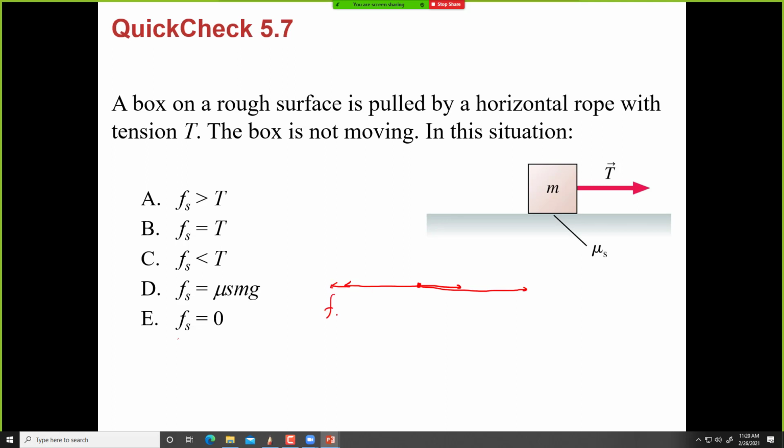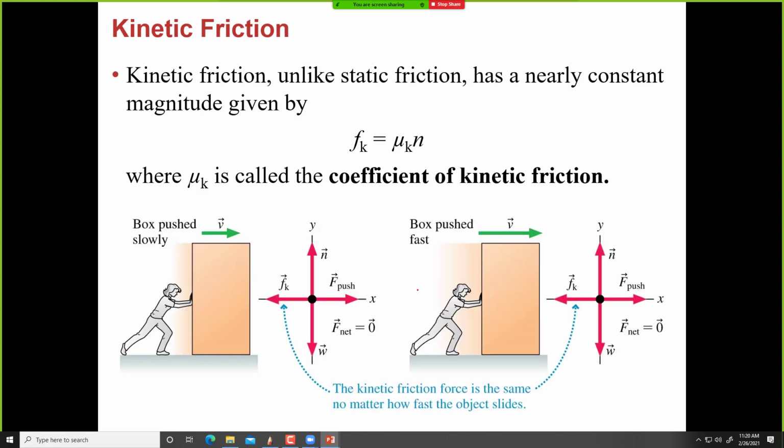So this friction force and this tension must be equal to keep it at static equilibrium. So B is the right answer. Now there is another kind of friction force, which is kinetic friction. When the box is already moving, the force exerted by the surface is called the kinetic friction.